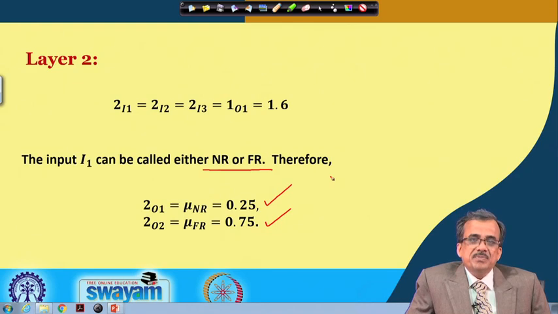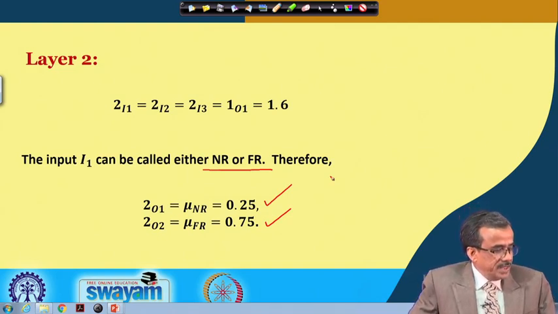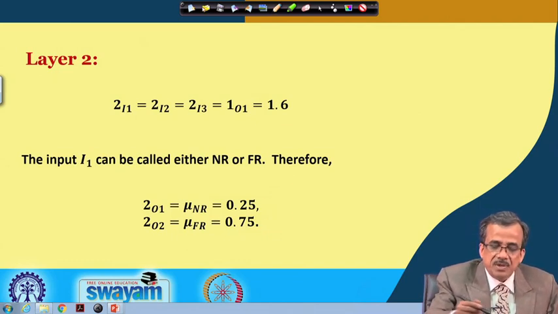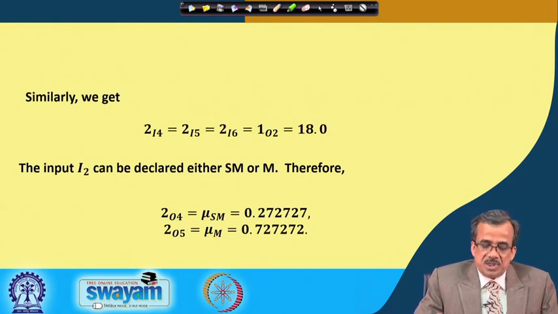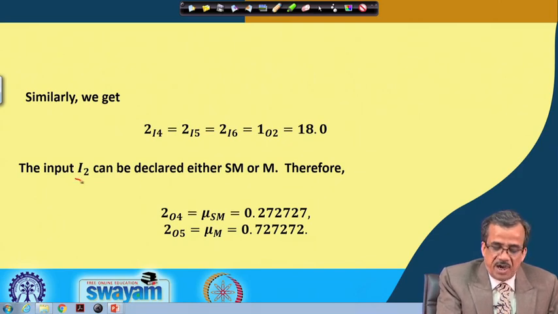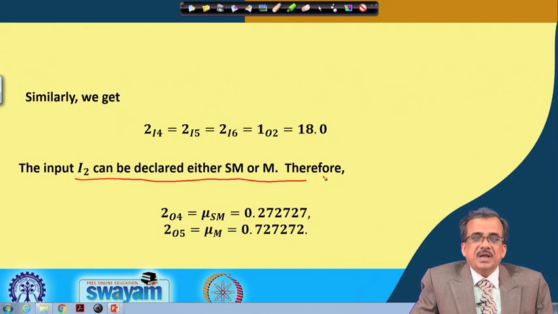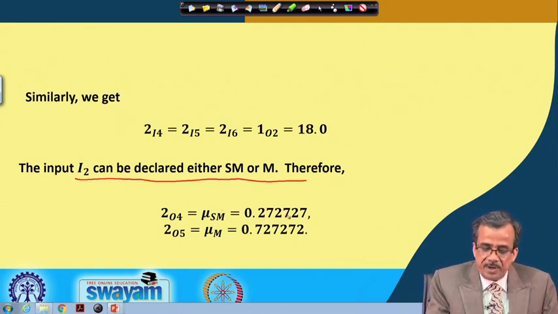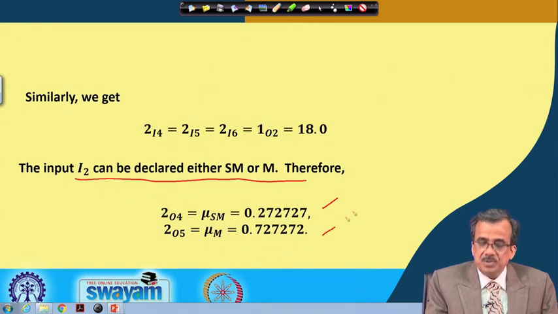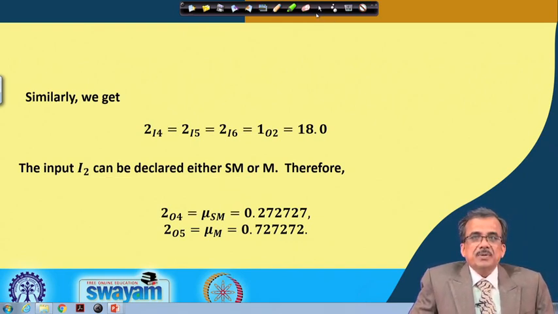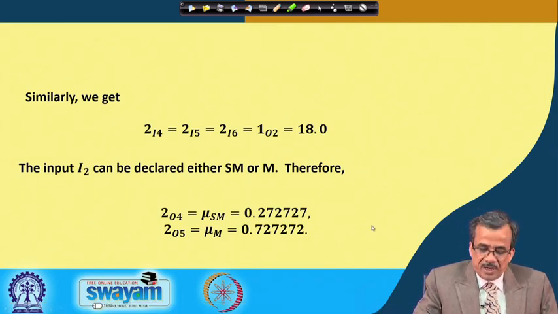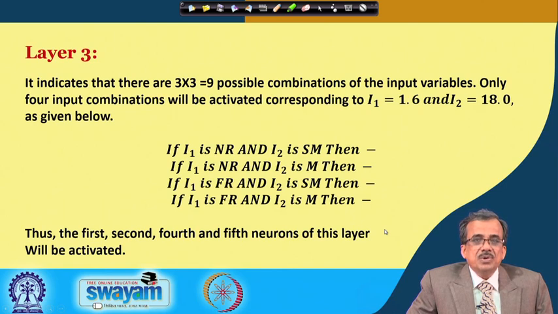Now, for this triangular membership function distribution, how do we find the mu value using the principle of similar triangles? We have discussed that in much more detail, so I am not going into it once again. Corresponding to I 1, we can find the two mu values. Similarly, corresponding to I 2, this can be called either small or medium, and we find mu small is 0.272727 and mu medium is 0.727272. So we have found the membership function values, that means the fuzzification is over. Now, once you have done this fuzzification, we go to layer 3.